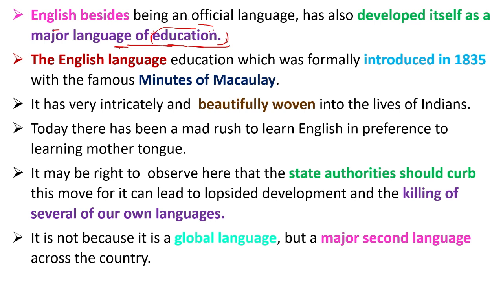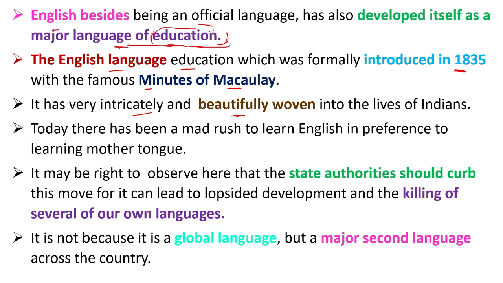English language education was formally introduced in 1835 with the famous Minutes of Macaulay. Yes, we know that in 1835 Macaulay introduced English as a language of education. It has been very intricately and beautifully woven into the lives of Indians. Yes. Slowly, gradually, it has entered into the Indian's life. Which language? The English language.